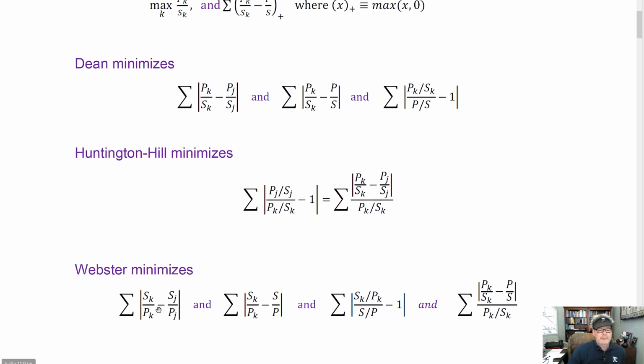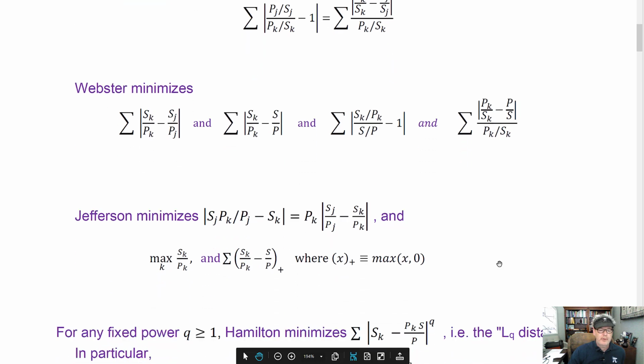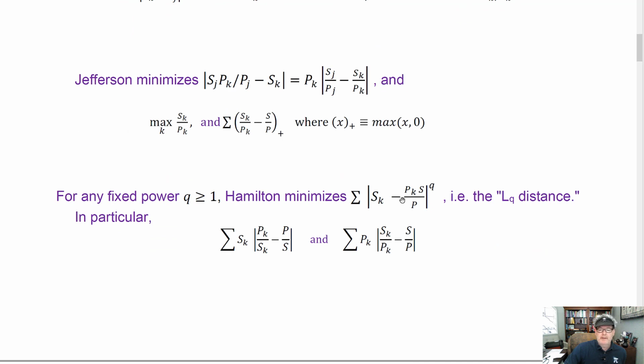Webster minimizes this S over P instead from the ideal. And again, which means it minimizes P over S, relatively speaking. And then there's Jefferson. We looked at these two, the max of S over P and this, where you only count how much you're over. And then Hamilton, when you multiply P over S by how many seats each state gets, and that seems like a nice thing to minimize, to be honest, because maybe you should count California as more than one and so forth. And S over P times the state's population.